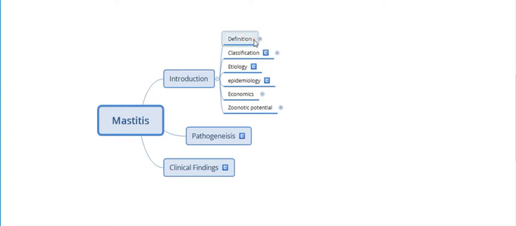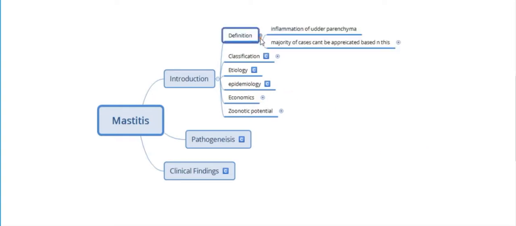So what is mastitis? Mastitis can be defined as the inflammation of the udder parenchyma that results in physical and chemical changes in milk. So there will be signs of inflammation, and there will be physical and chemical changes in milk that will be visible. However, this is not the case in most conditions. Inflammation may not result in any visible changes in many cases.